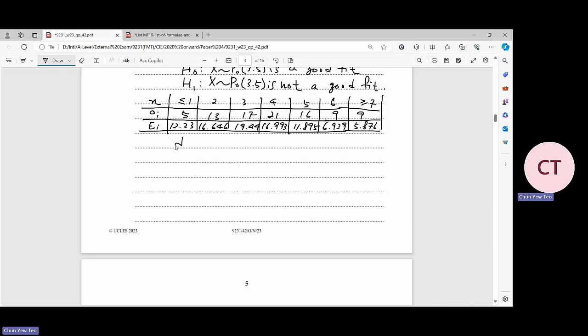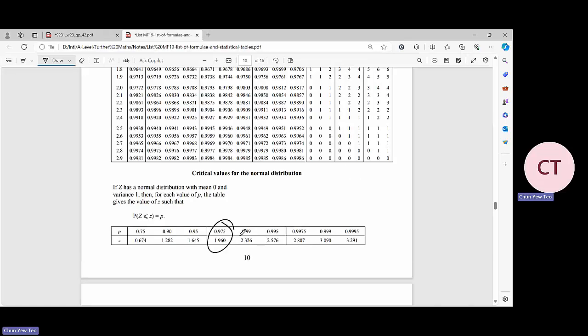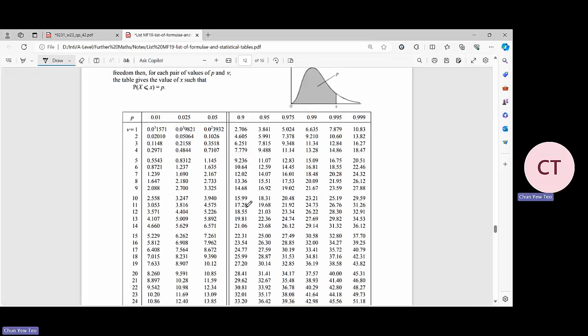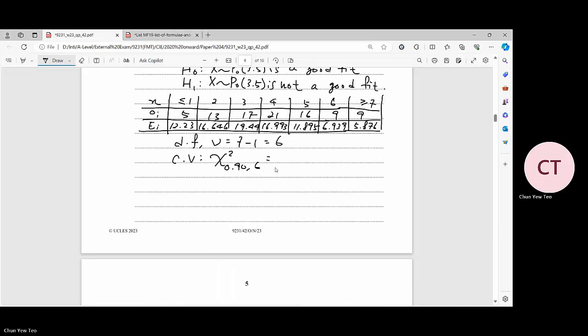So, degree of freedom. You have 1, 2, 3, 4, 5, 6, 7 of them, minus 1, so you get 6. The reason is that the sum of the observed frequencies equals the sum of the expected frequencies, so for this reason we minus 1 and get 6. Now the critical value: chi square at 90% and degree of freedom 6. Just use your formula table, and you get 10.64. Now we can go for the test statistic.